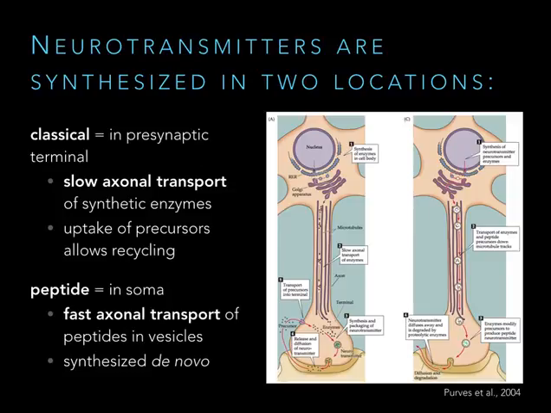We then transport the peptide transmitters down the axon by fast axonal transport and release them from the dense core vesicles. We don't recycle our peptide transmitters though, so we have to recreate these brand new every time we need them. So they're a little more costly to produce, so we tend not to release them as often as we do classical neurotransmitters. It requires much stronger activity to release a peptide transmitter.